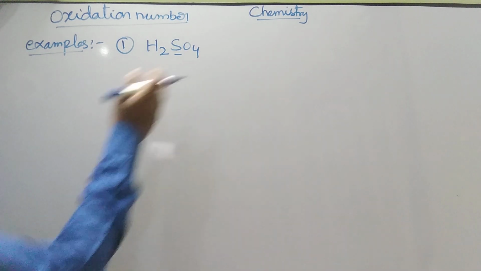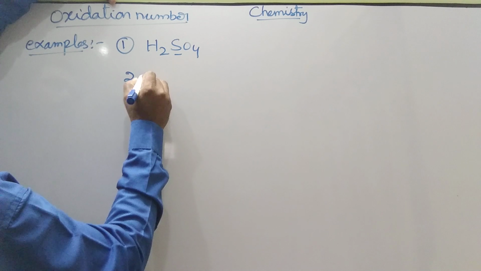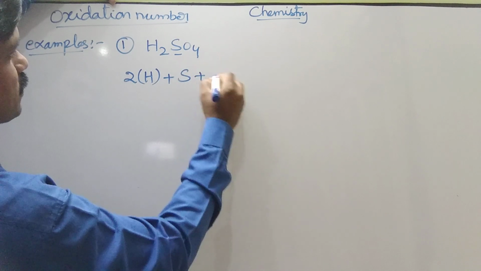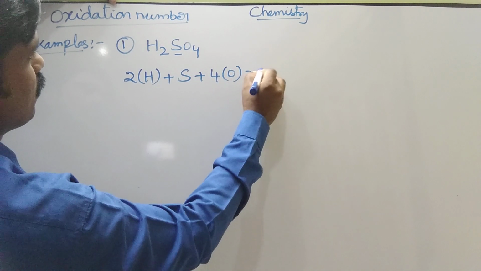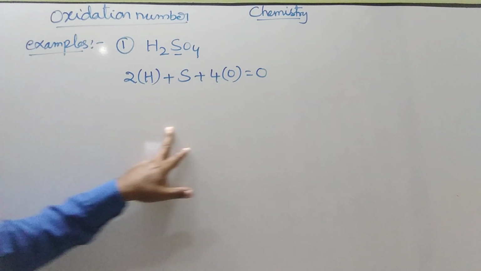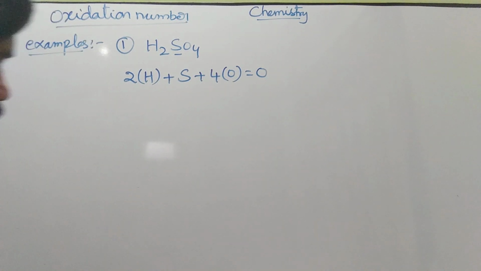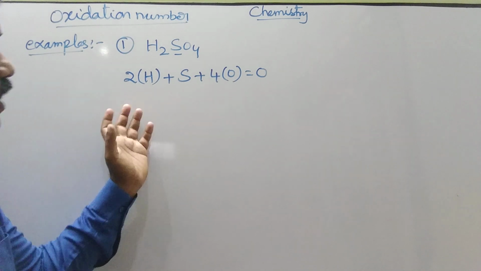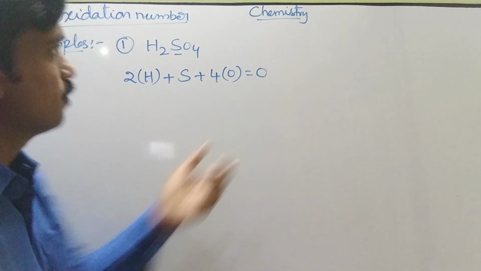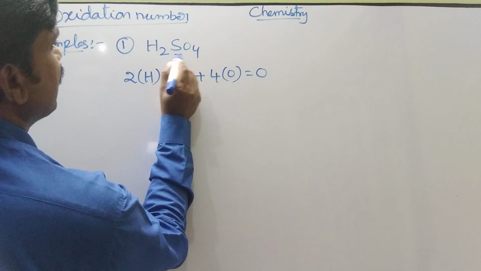For calculating this, first we should take the algebraic sum. It means two atoms of hydrogen are there: 2 into H plus 1 atom of sulfur plus 4 atoms of oxygen. The algebraic sum of oxidation states of all the atoms of a molecule is equal to 0. So according to point number 6, 2 into H plus 1 atom of sulfur plus 4 atoms of oxygen is equal to 0, because this compound has no charge here.